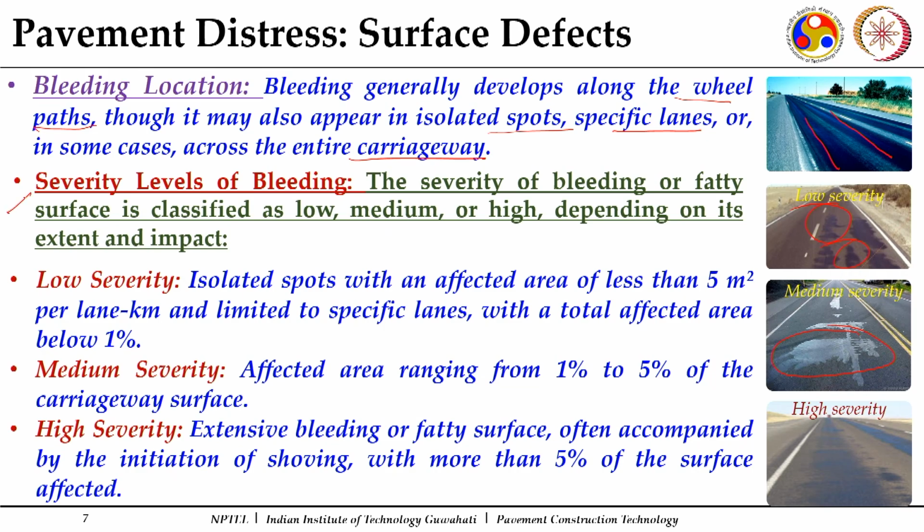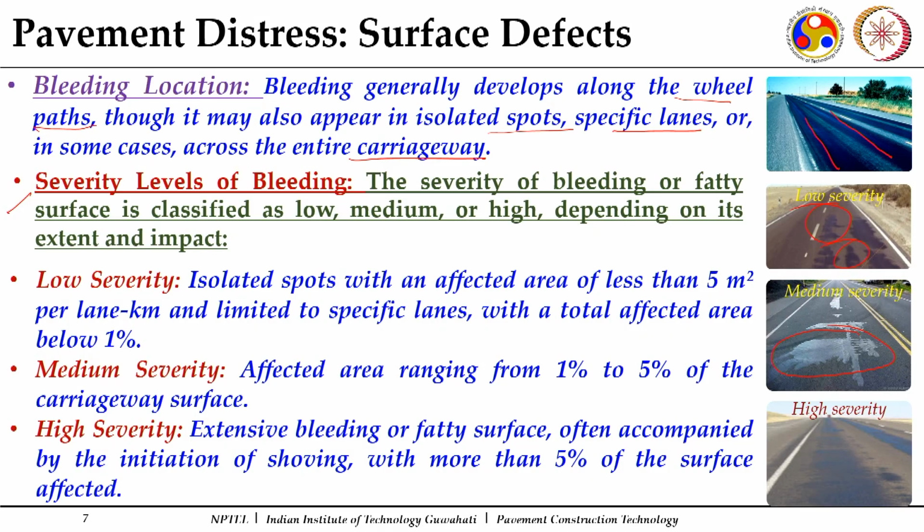Severity levels of bleeding. This severity level is usually helpful to decide the maintenance activities. So, the severity of bleeding or fatty surface is classified as low, medium or high. Most of the distresses are classified in terms of low severity, medium severity and high severity. Now, what is there in case of low severity? It says that the isolated spots, as you can see in this particular case, an affected area of less than 5 meter square per lane kilometer. This is important to understand, this is per lane kilometer.